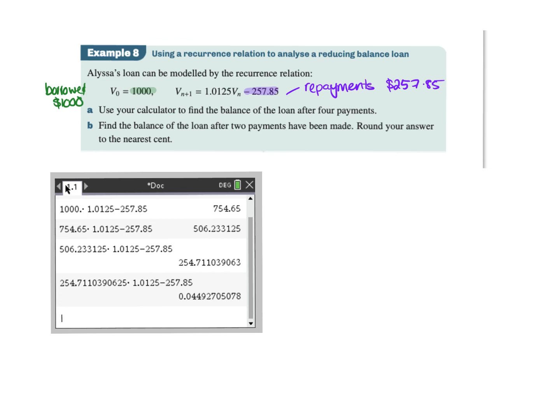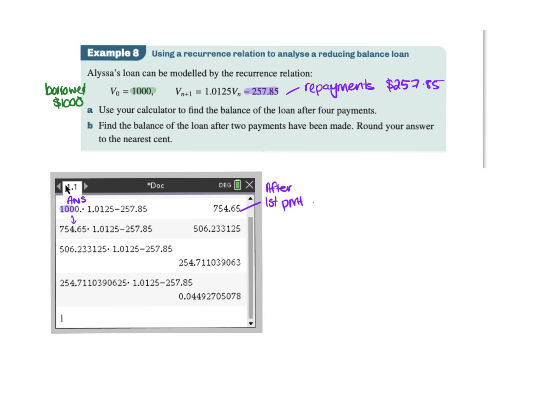So remember, you type in 1,000 and press enter, enter. And then I've done 1,000 times, then when you press it, it should come up answer here. Answer times 1.025 and then minus that. So here's the first one. We have after the first payment, she owes that much. And then you just keep pressing enter.